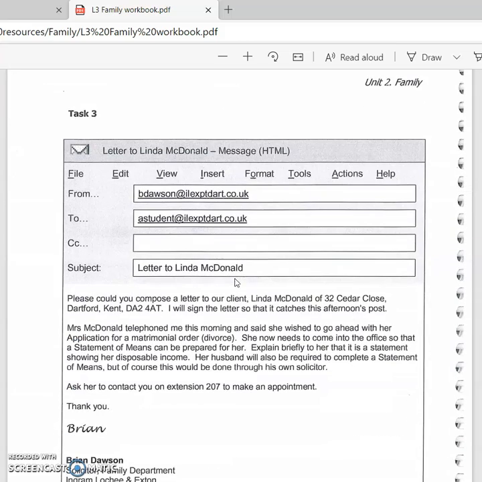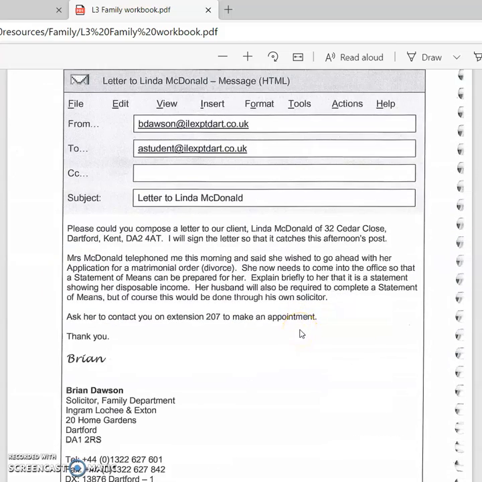So what I'm going to need you to do is retrieve the Birmingham letterhead. This is actually an email to you. You see, it's from Brian Dawson to a student. You are a student, okay? So, can you compose a letter to our client, Linda MacDonald of 32 Cedar Close, Dartford, Kent? I will sign the letter so it catches this afternoon's post. So basically, you're writing a letter. He can't be bothered to do it. You're doing it for him.